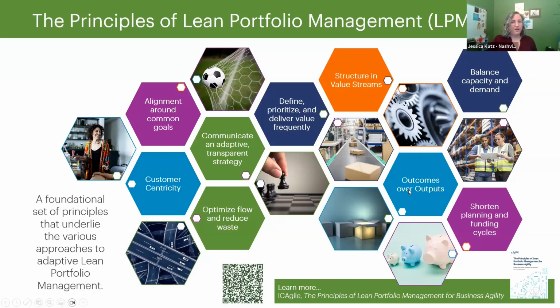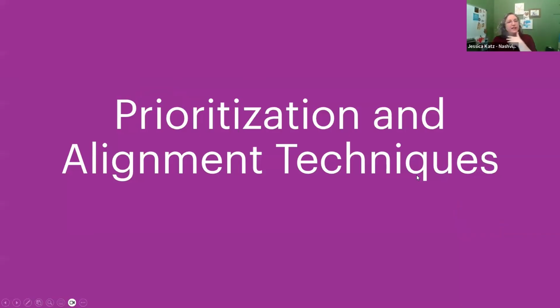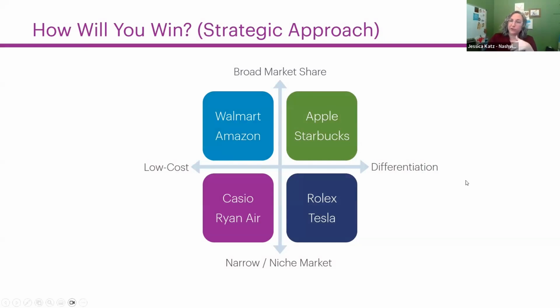Okay. All right. So that's the what and why of lean portfolio management, although it's really the why and then the what. Let's take a look at what prioritization and alignment techniques look like at the portfolio level. At the portfolio level, you're really focused on strategy, and strategy is really looking for the how will you win question. And you could take a broad market share.